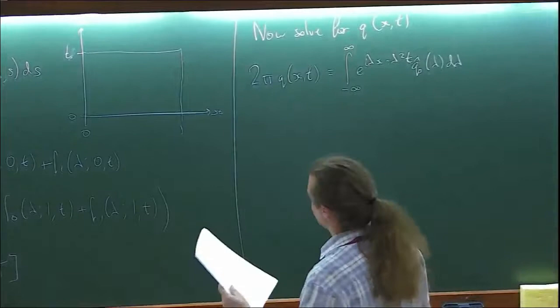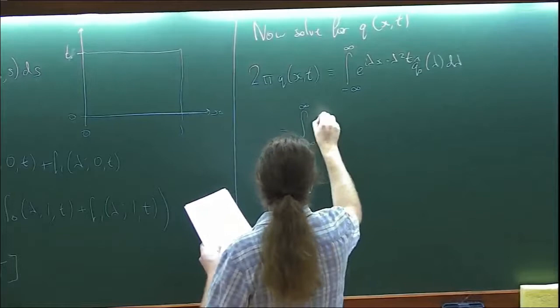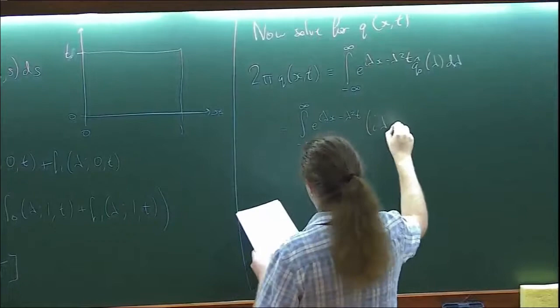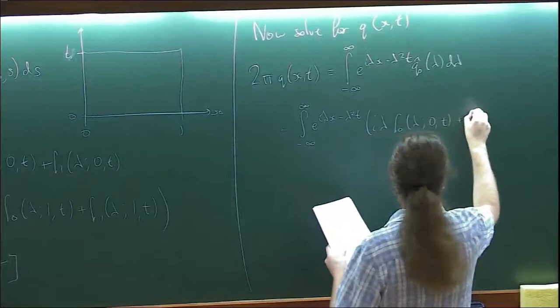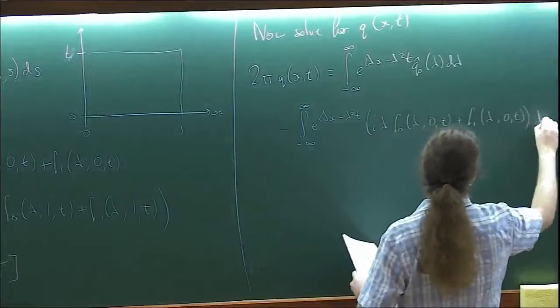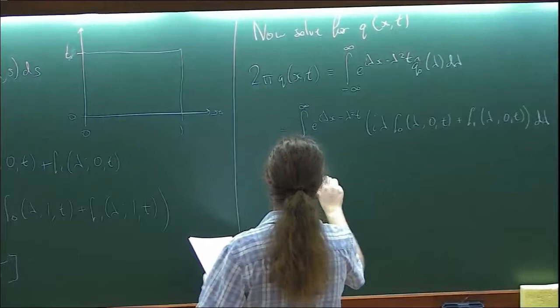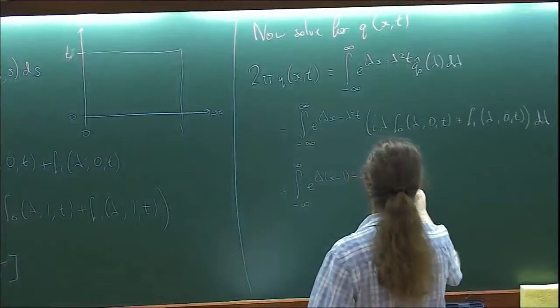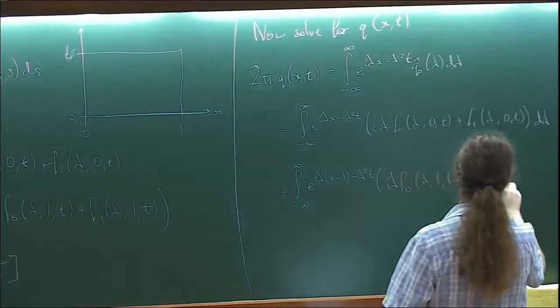But then, of course, there's all the other terms as well. So that's minus the integral from minus infinity to infinity, e to the I lambda x minus lambda squared t times I lambda f0 of lambda 0t plus f1 of lambda 0t d lambda, plus the integral from minus infinity to infinity e to the I lambda x minus lambda squared t I lambda f0 of lambda 1t plus f1 of lambda 1t. Okay.